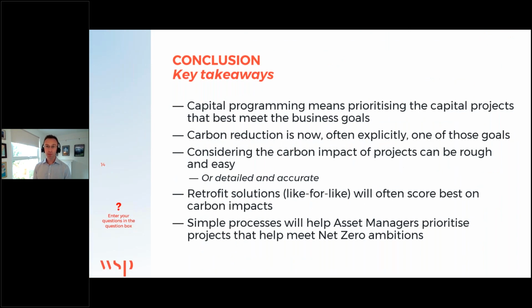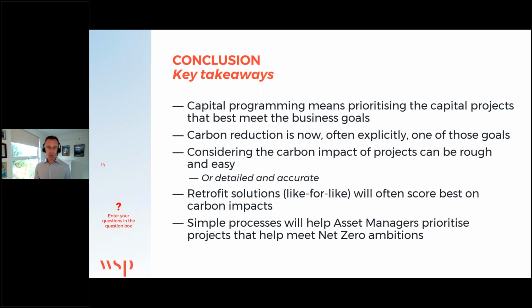So in conclusion, just my key takeaways. Capital programming simply means prioritizing the capital projects that best meet your business goals. Carbon reduction is now, often explicitly, one of those goals. Considering the carbon impact of projects can be rough and easy, quick and dirty. It doesn't need to be difficult. It can be a relative thing, or there are plenty of tools and support out there to do detailed and accurate calculations.